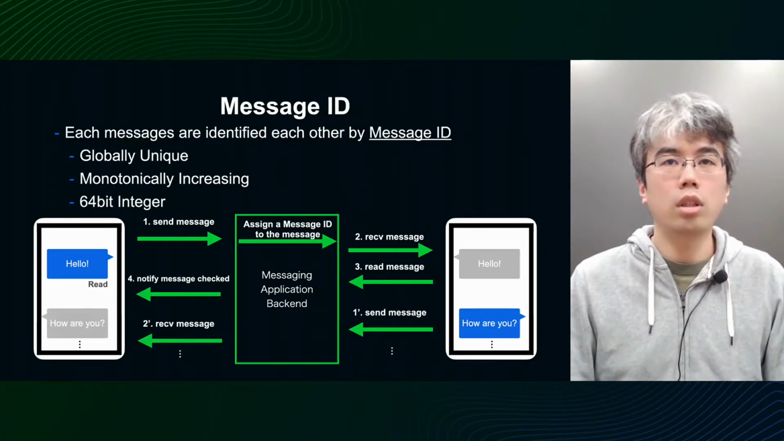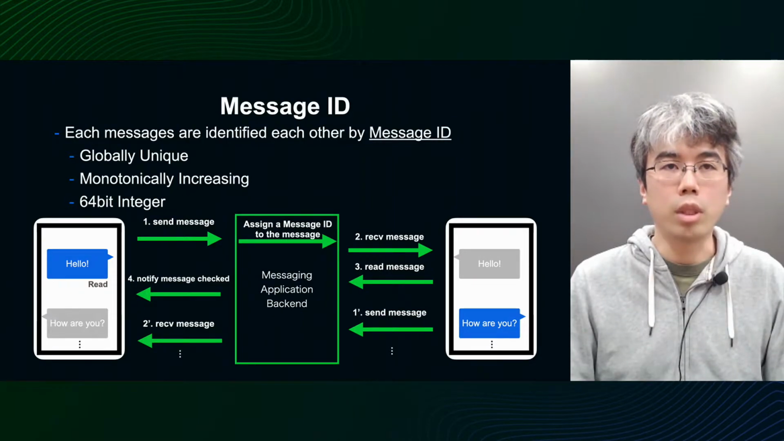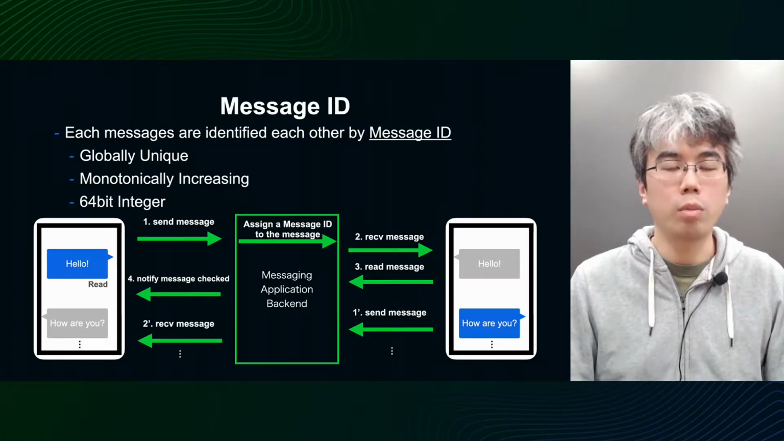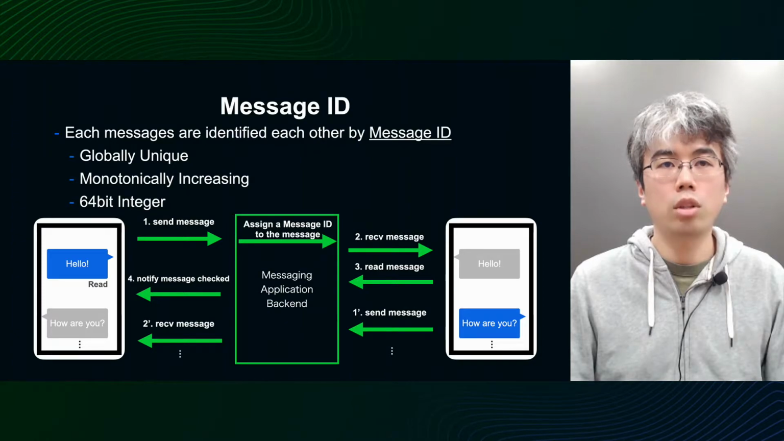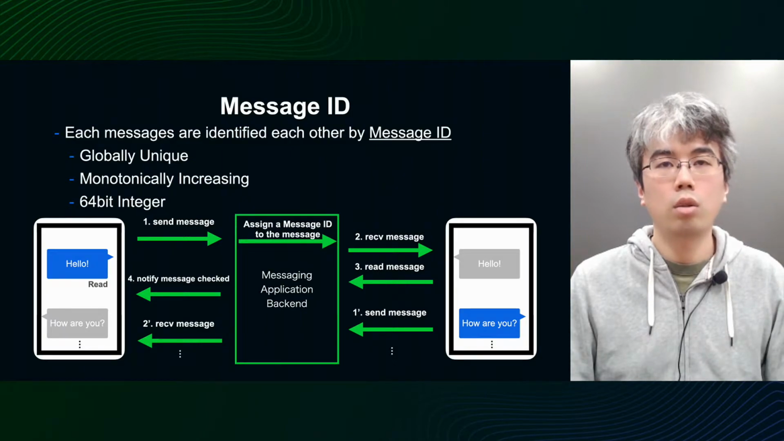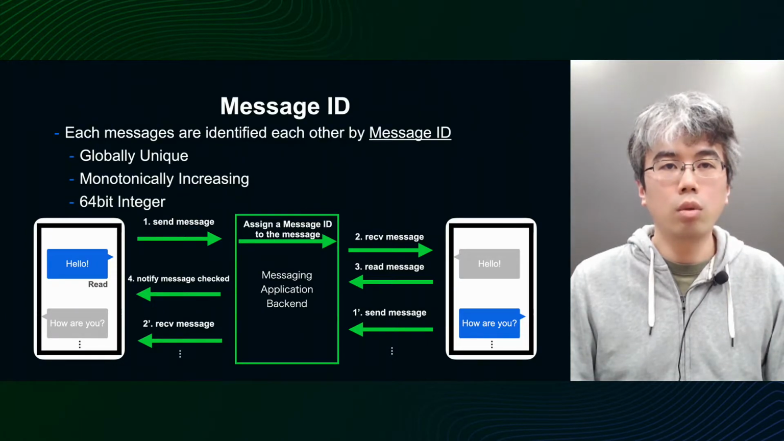Now, about these messages. In order to identify each one, an ID called message ID is assigned to each message. There are various ways to format and assign this ID, but we use a globally unique and monotonically increasing ID, which is numbered by the backend server. The timing of ID generation is when a message is sent by the sender: the backend assigns an ID and delivers it to the recipient and to the sender.